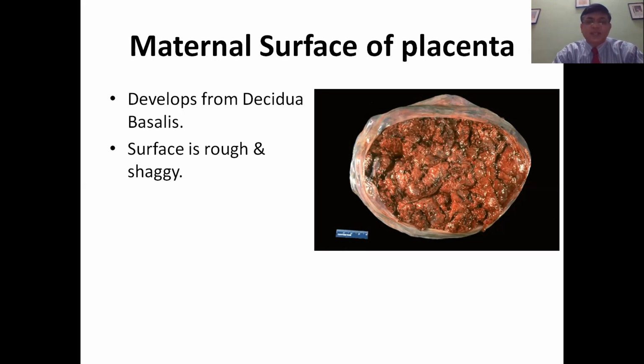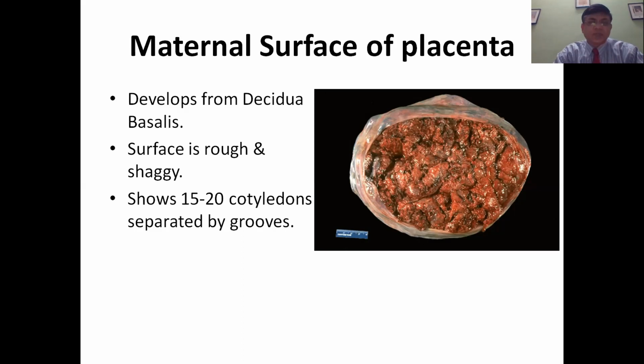The surface is rough and shaggy, and it shows 15 to 20 cotyledons, as you can see in this figure, and they are separated by grooves. That completes the description of the maternal surface of the placenta. It develops from the decidua basalis, the surface is rough and shaggy, and we see 15 to 20 cotyledons which are separated by the grooves.